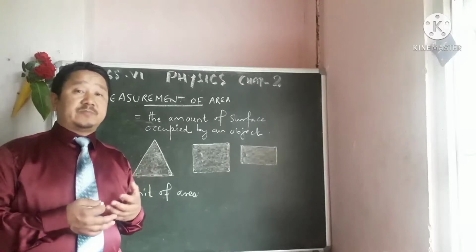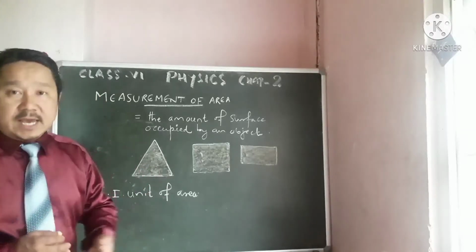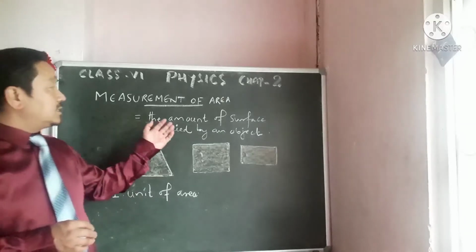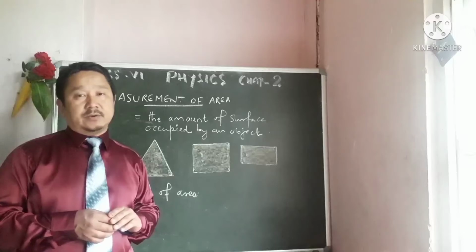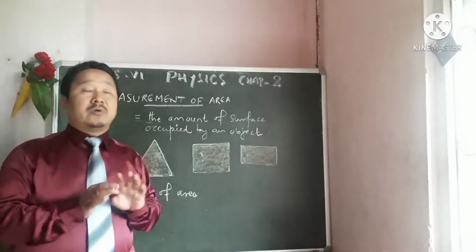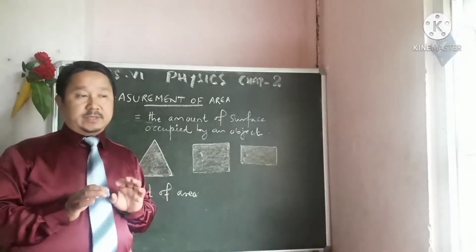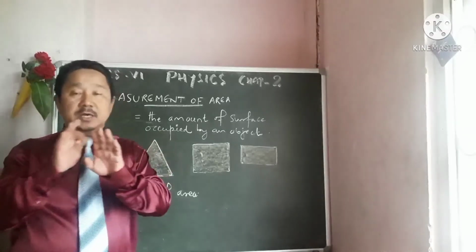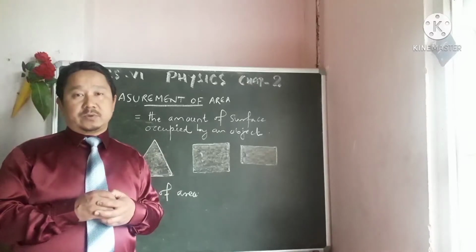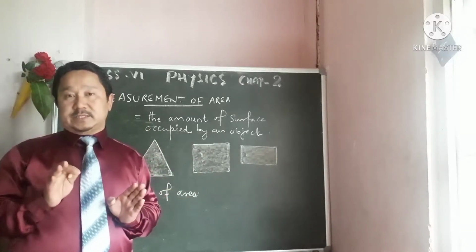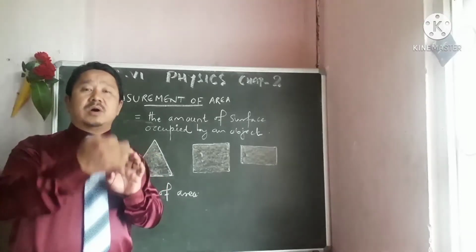First of all we need to know what actually area is. What do you mean by area? Area is the amount of surface occupied by an object. The amount of surface is not space. Sometimes you get confused with these words, surface and space.